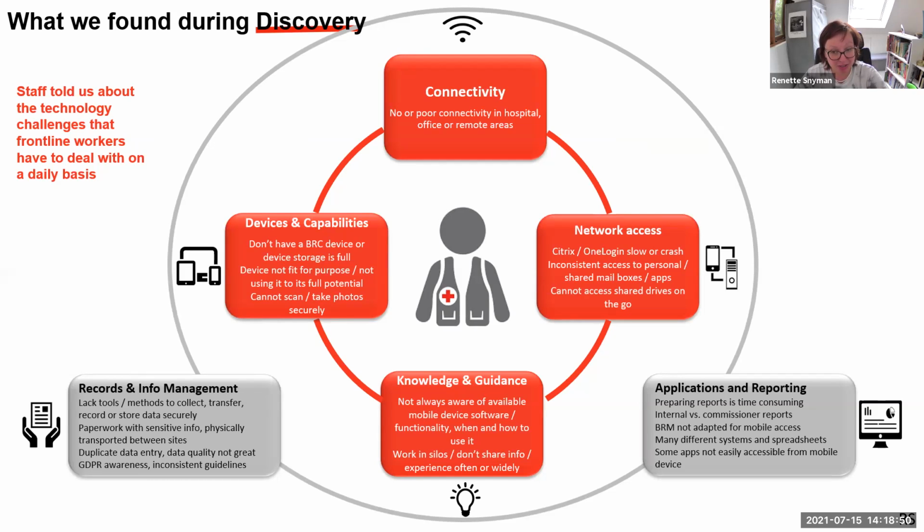And there were quite a lot of issues from the moment they arrive at the office or switch on their device, if they had one, all the way through to the end of the day. So we grouped those into the main categories. Connectivity: there were often issues in the offices or in the hospitals where they just couldn't log into anything. With regards to devices, they would often not have a Red Cross device, or if they did, it wouldn't be fit for purpose, so they couldn't do everything they wanted to do from the device they had.